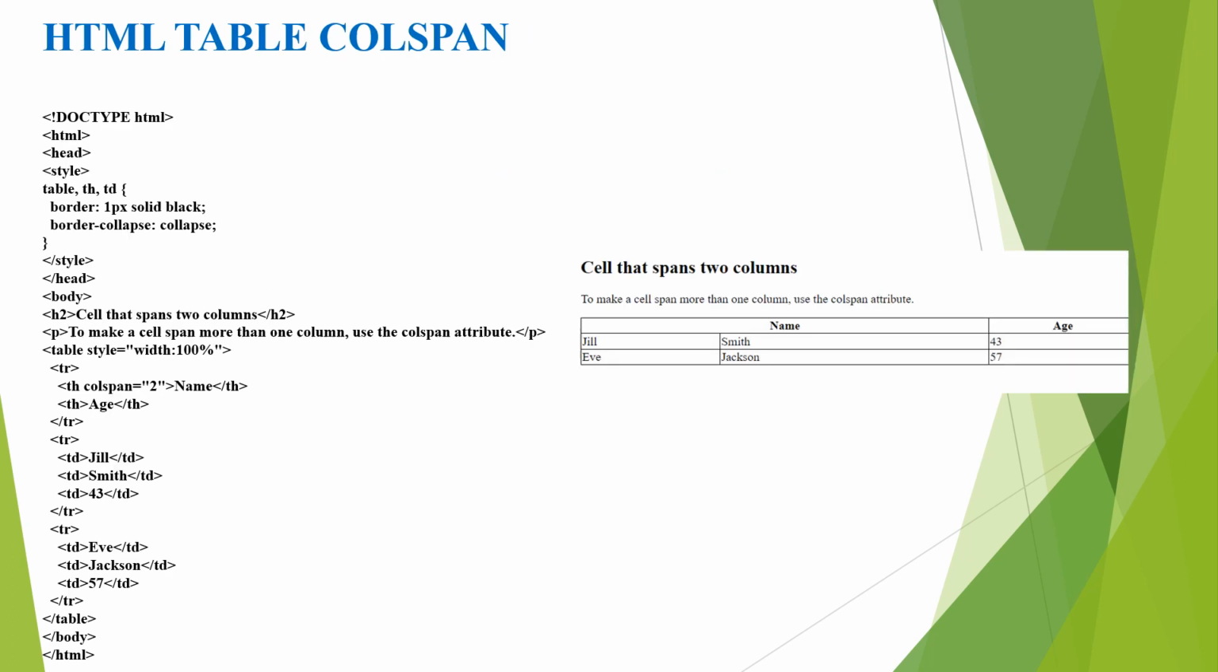And then next is an example for colspan. As we can see in the output, here column 1 and column 2 are merged into a single column called name. So in the code we define th colspan equal to 2, and we name it as name because the first column and the second column are merged together into a single column called name.